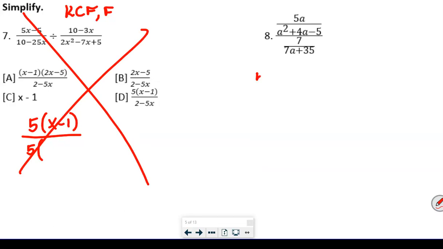Okay, so we're going to keep the numerator. And I'm going to go ahead and factor this, right? So that's going to be A. And what are the factors of negative 5 that add up to be 4? That would be plus 5 and minus 1, right?